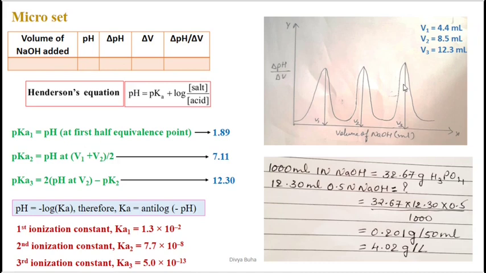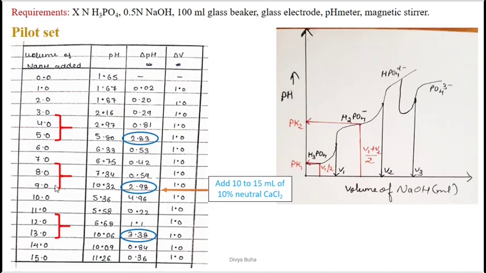And from the micro set, you have to draw the graph of delta pH upon delta V versus the volume of the NaOH. In this, you will be getting three peaks, that would be V1, V2, and V3. Now, suppose the three equivalence points V1, V2, and V3 are 4.4 ml, 8.5 ml, and 12.3 ml. So from the second set, you can get the exact equivalence point. Now this 4.4 ml is between 4 and 5 ml, right?